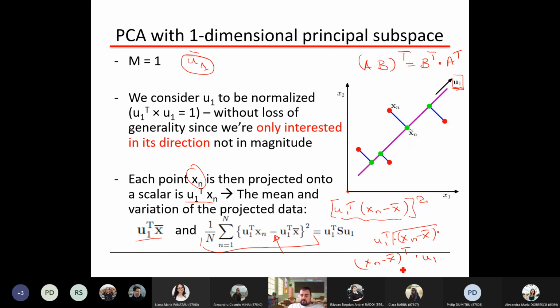This one from here to here is the covariance matrix S, and therefore the covariance of the projected data, so the covariance on the principal subspace, will have this formula: U1 transposed multiplied by S, the covariance from the initial space, multiplied by U1.